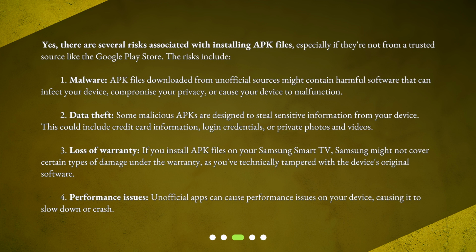2. Data theft. Some malicious APKs are designed to steal sensitive information from your device. This could include credit card information, login credentials, or private photos and videos. 3. Loss of warranty. If you install APK files on your Samsung Smart TV, Samsung might not cover certain types of damage under the warranty, as you've technically tampered with the device's original software. 4. Performance issues. Unofficial apps can cause performance issues on your device, causing it to slow down or crash.